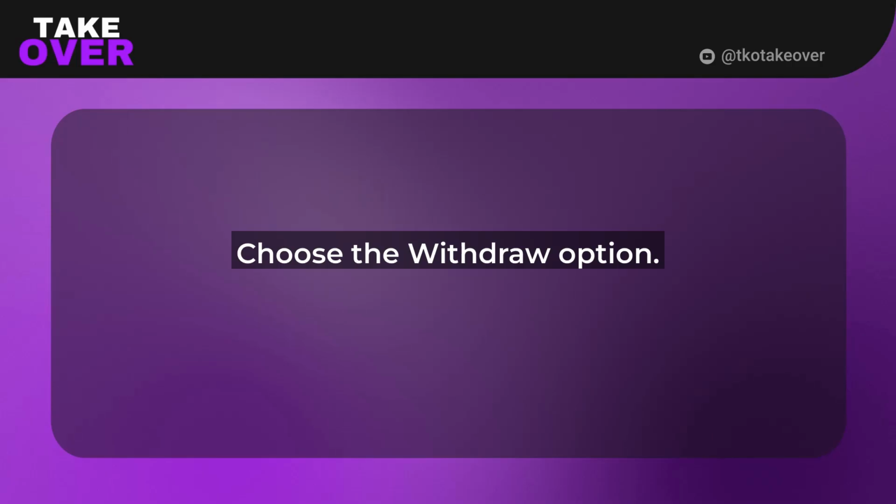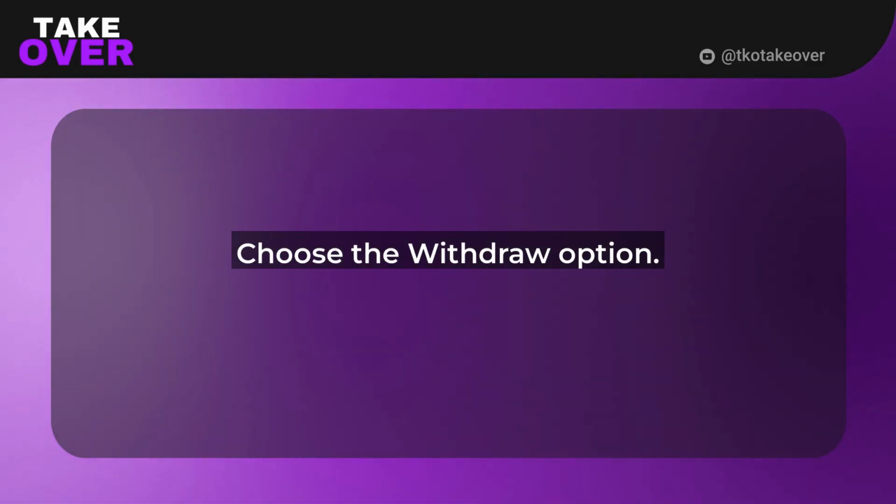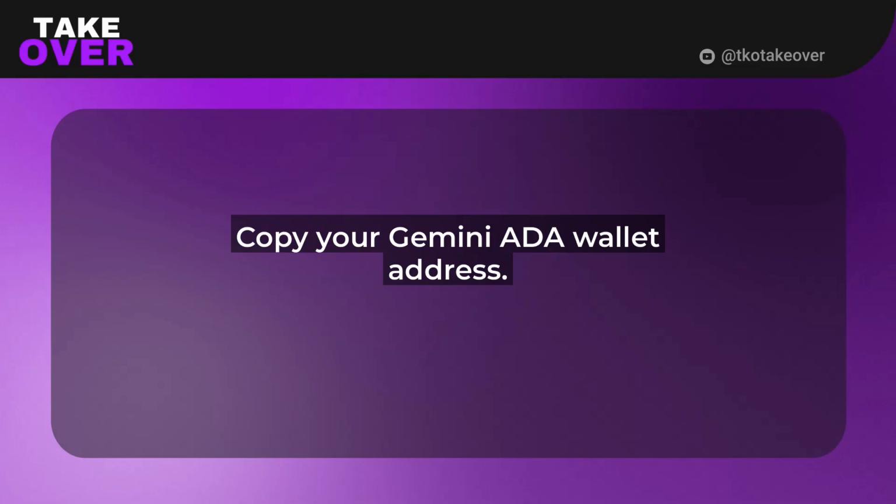Step 1. Log into your Binance account. Once you're in, head over to the Wallet section. This is where you manage your assets, so find your ADA balance and click on it. Next, select the Withdraw option. You'll see a list of cryptocurrencies. Choose Cardano, ADA, from the drop-down.